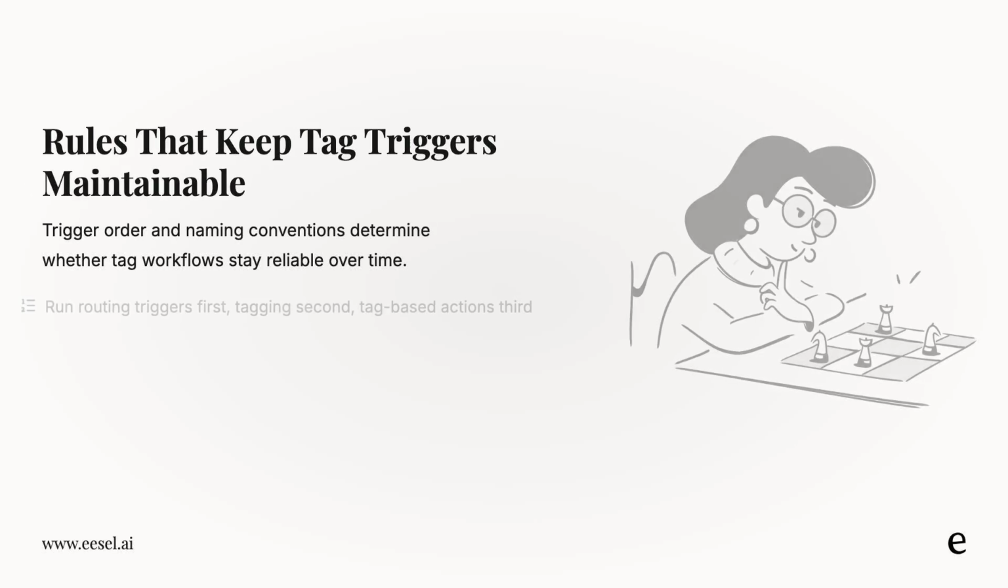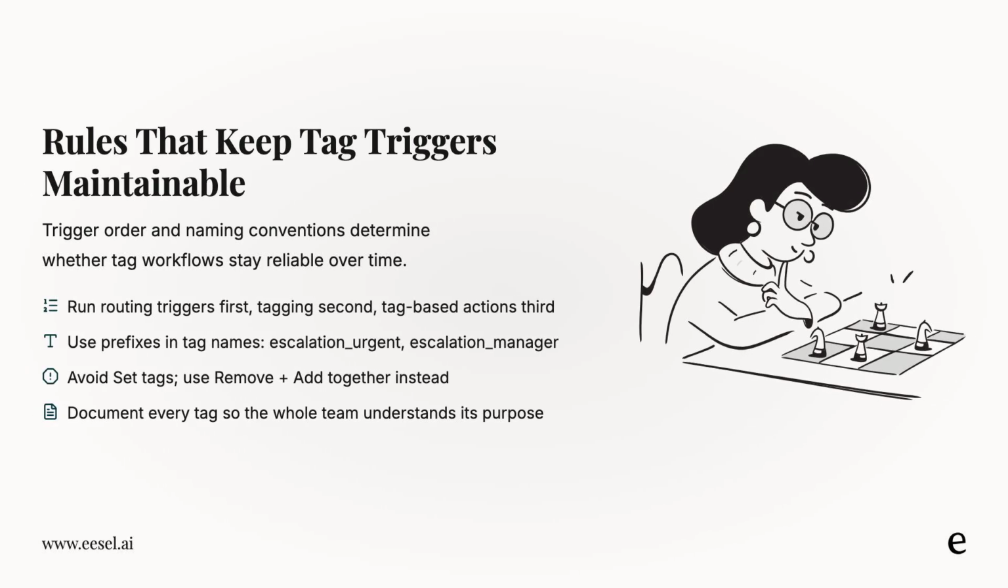A few rules will save you significant debugging time. Organize triggers in tiers, routing first, tagging second, actions based on tags third. Use consistent naming prefixes like escalation_urgent so tags group logically. And instead of set tags, combine remove tags and add tags to make changes explicit and controlled.